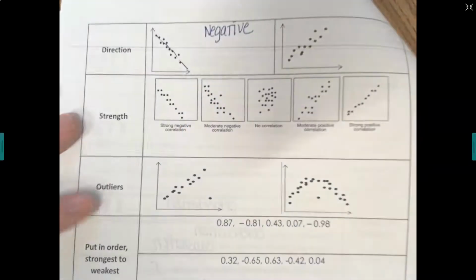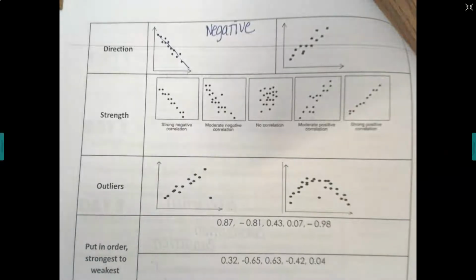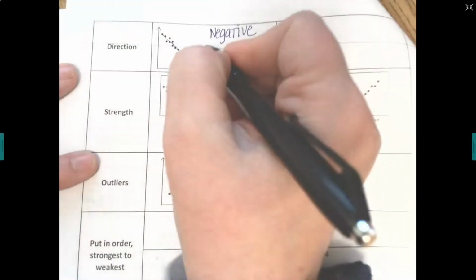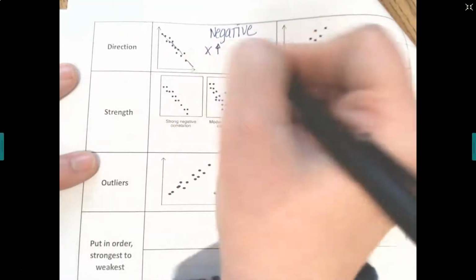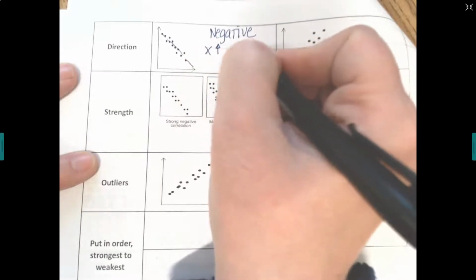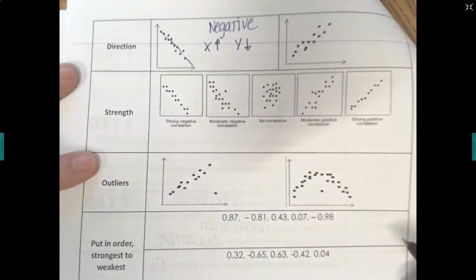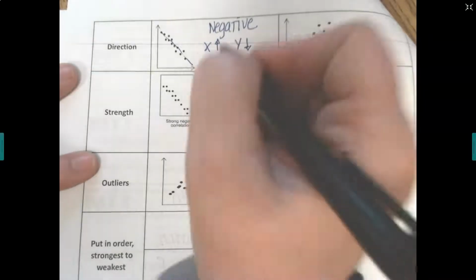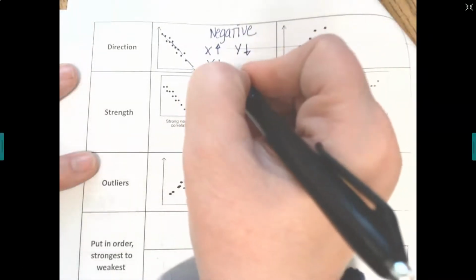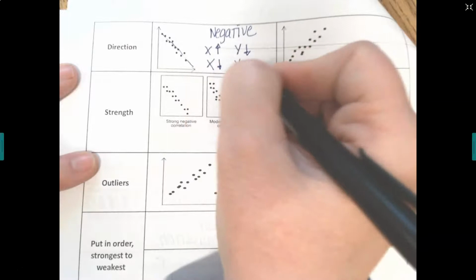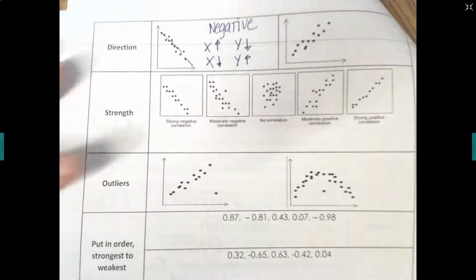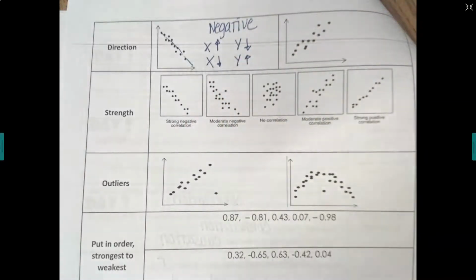And one thing to think about when we're looking at this: as our x values get bigger, our y values are getting smaller. They have an opposite relationship, and that makes it negative. We could also say that conversely, as x's get smaller, the y's get bigger. When they have an opposite relationship, your correlation is going to be negative.